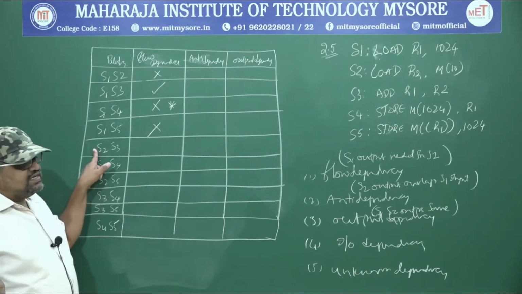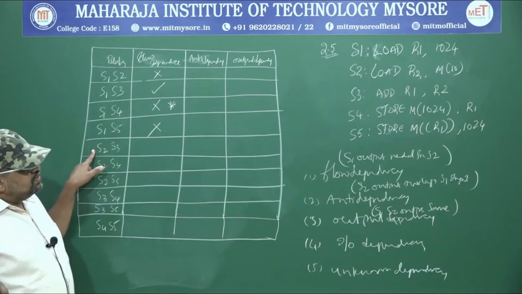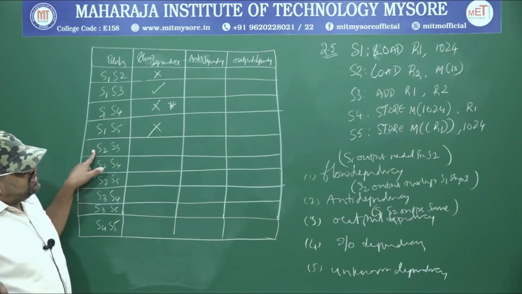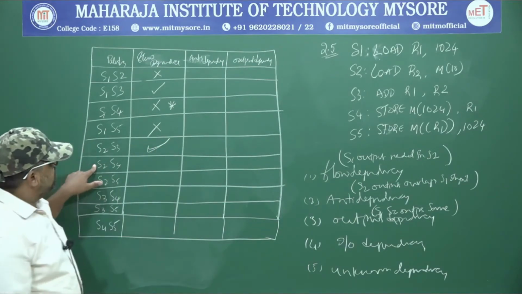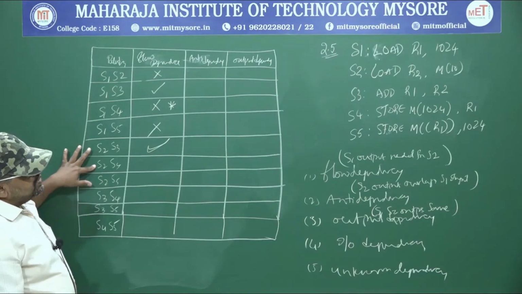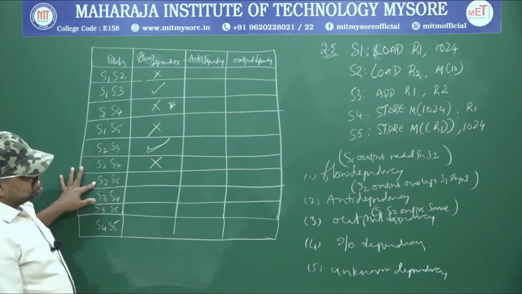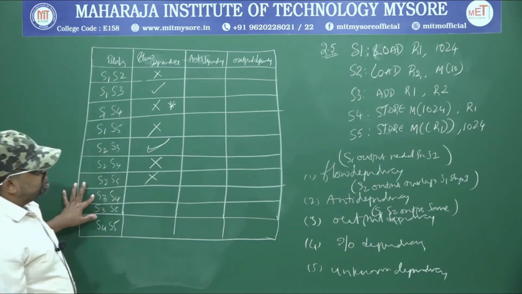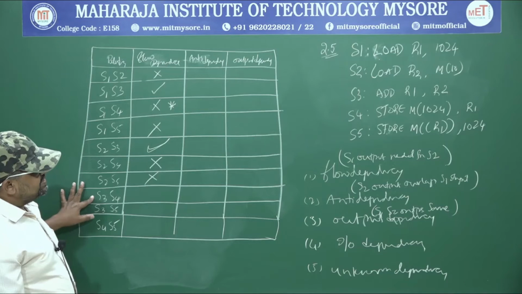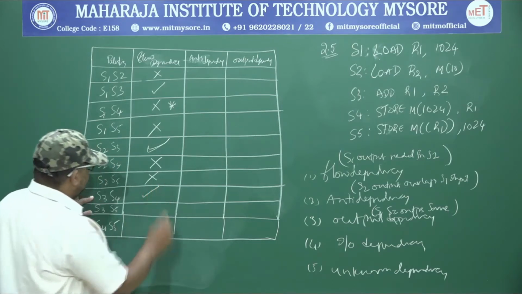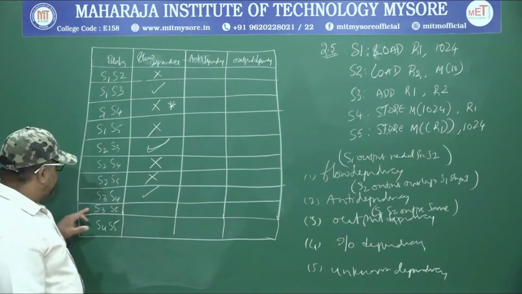Coming to S2 and S3, what is the outcome of S2? R2. What is an input for S3? R2 is needed here, so there is a dependency here, right? Similarly for S2 and S4, S2 output is R2. Do we need the value of R2 here? No. Does S5 need R2? Now coming to 3 and 4, what is the outcome of S3? R1. Do we need that in S4? Yes, it is needed. So S3 and S4 are flow dependent.